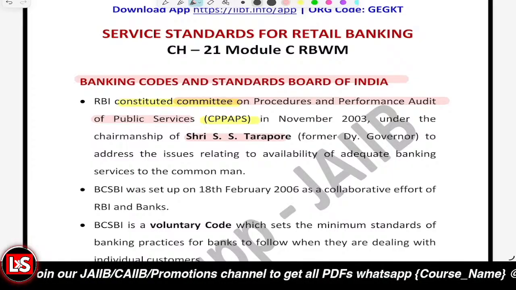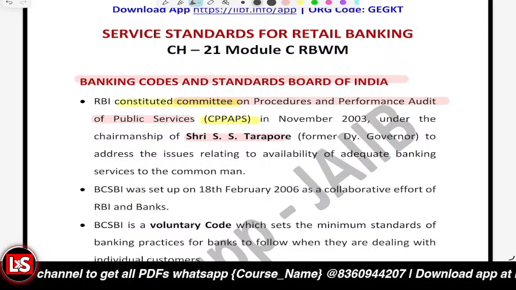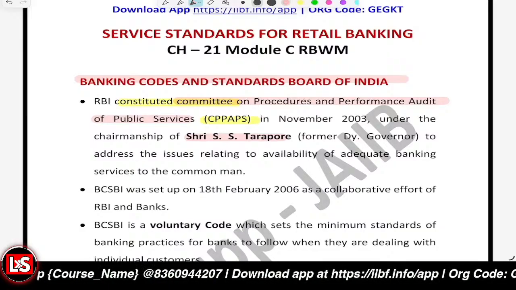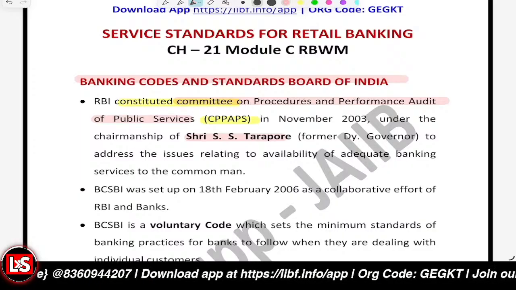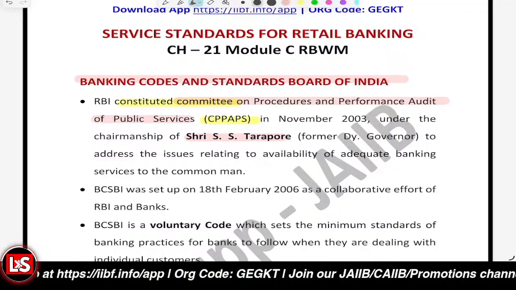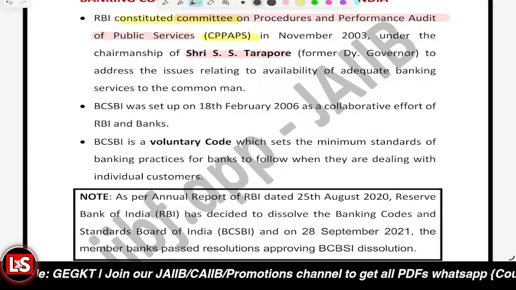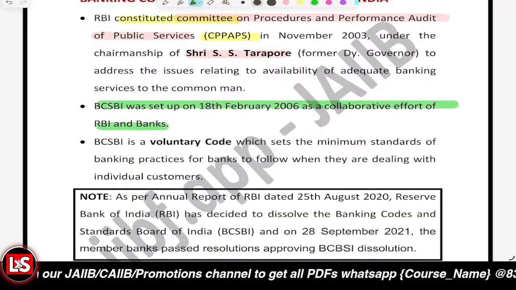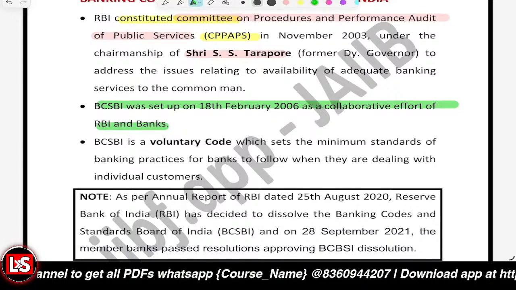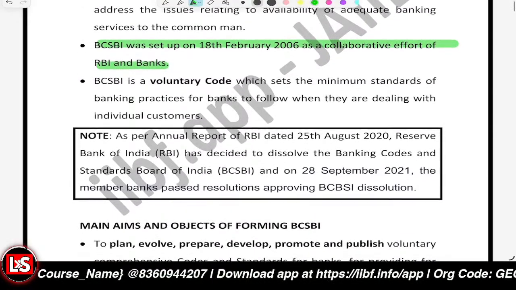And further, the committee was formed to address the issues, right? Whatever banking services were available to the common public, there were some issues related to them. To address those issues, this committee was formed so as to improve the quality, right? And based upon the recommendations of this committee, the CPPAPS, the BCSBI was formed in 2006. The BCSBI was established in 2006, and it was a collaborative initiative of the Reserve Bank of India and the banks. So what is BCSBI actually?